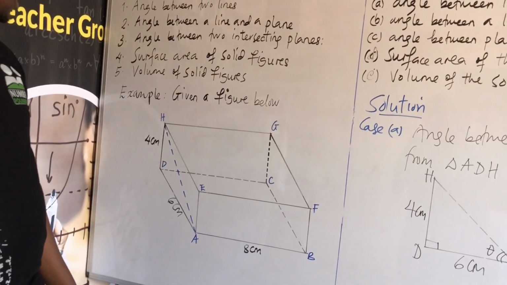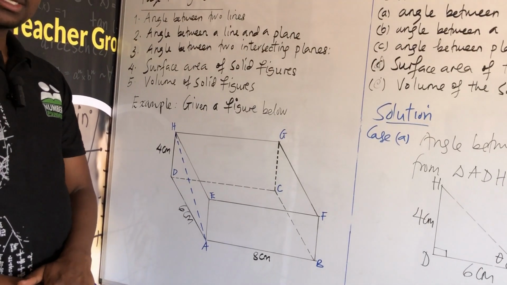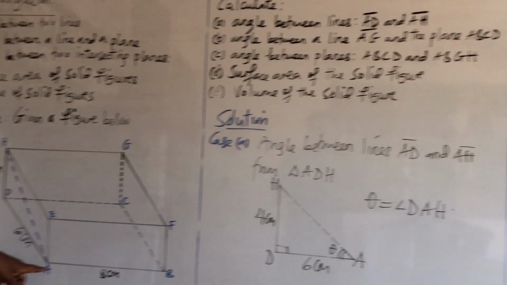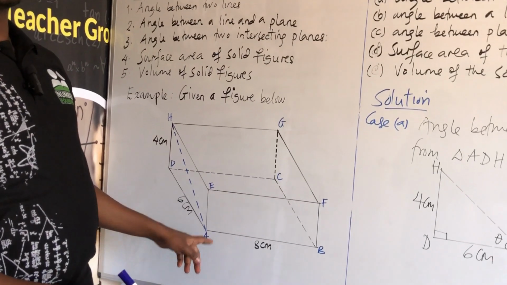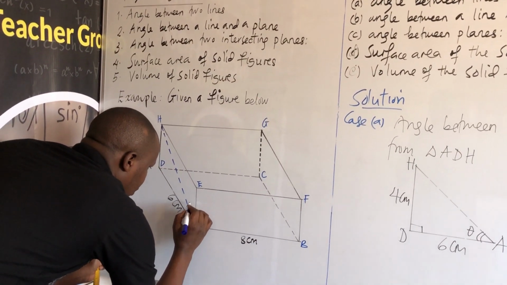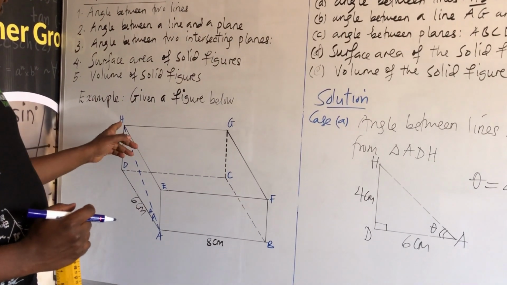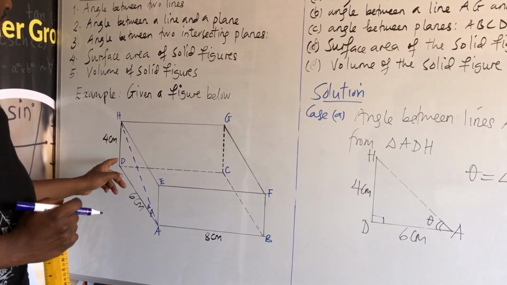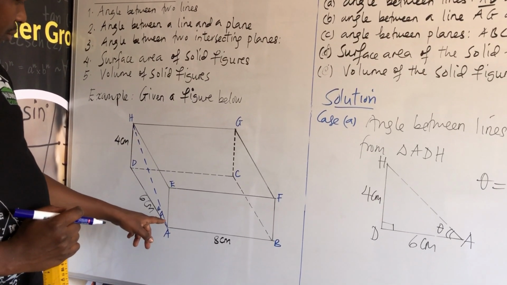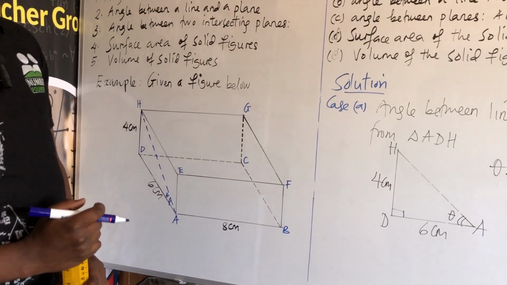Now between the two lines AH and AD, we can observe the point of intersection, that is point A. From this point of intersection is where the angle is formed. So the angle is formed here at the common point, angle theta. The name of the angle will be HAD, or DAH. It means the point of commonness, or the point of intersection between the lines, is where the angle lies.